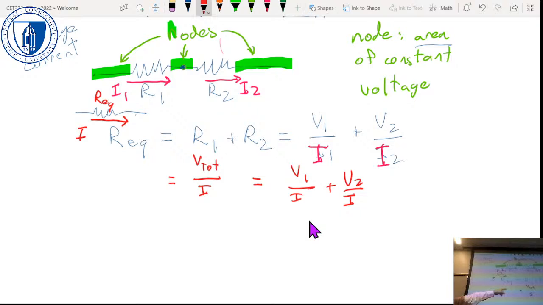So I hope you can sort of see that if we measured the voltage across R1, it would be V1. If we measured the voltage across R2, it's V2. If we measured the voltage from the right-hand side of R2 to the left-hand side of R1, it's V1 plus V2. Okay.